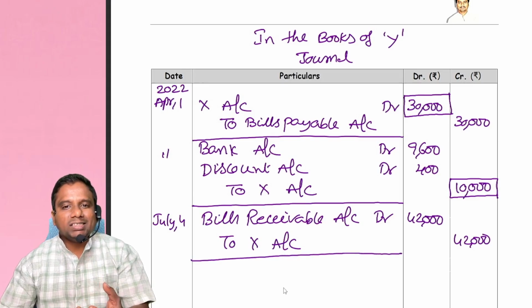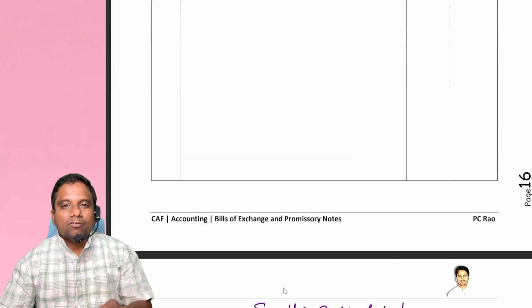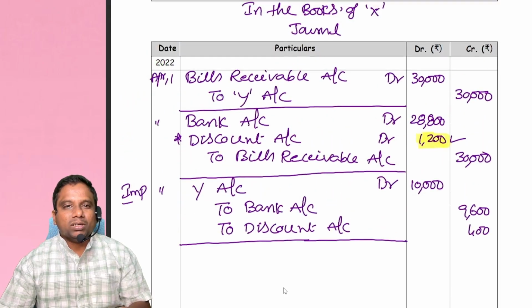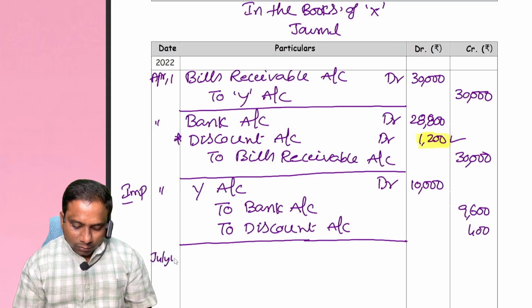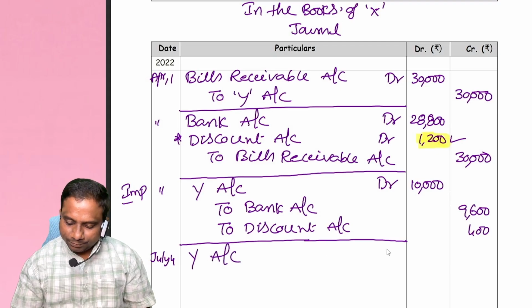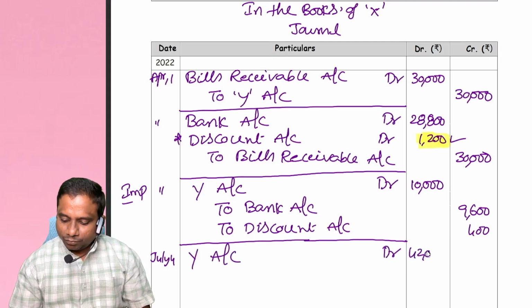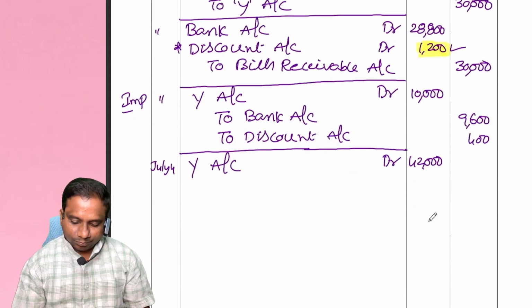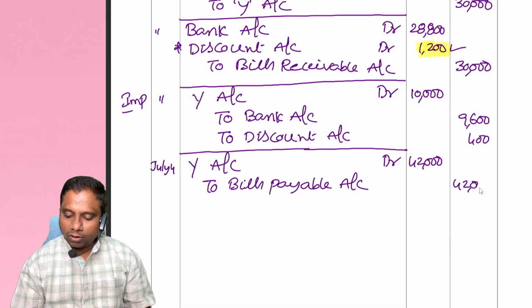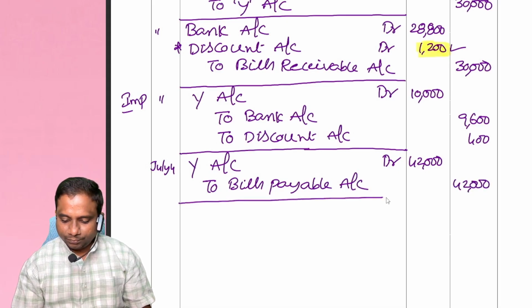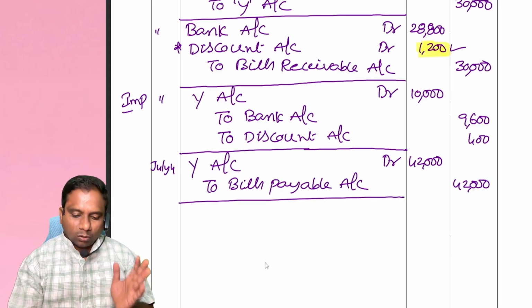Here Y is drawing, X is accepting. From X's point of view it is bills payable. So July 4th, Y account debit 42,000 to bills payable account 42,000. Over. Now continue, what happened.